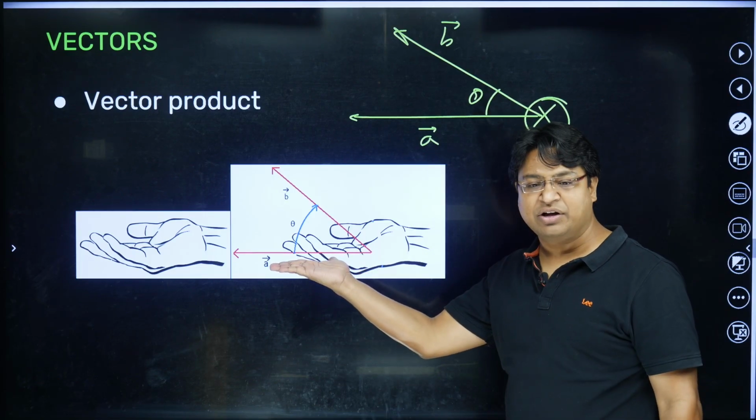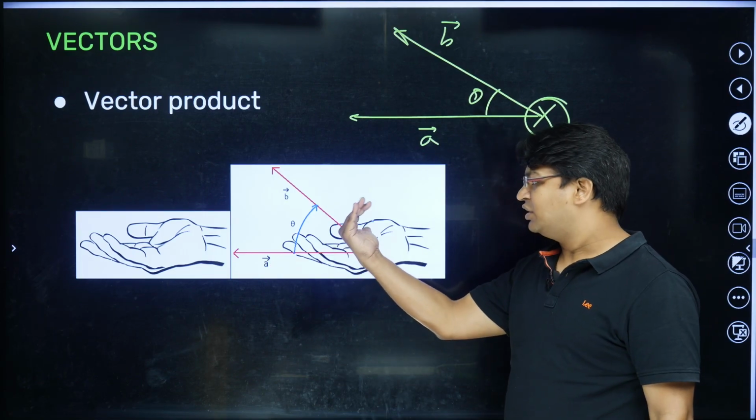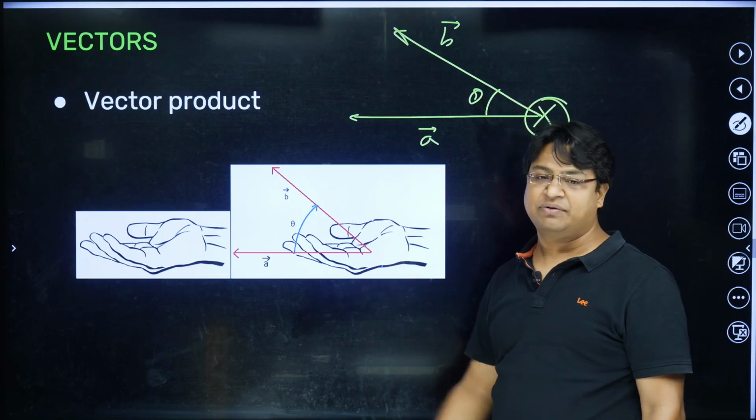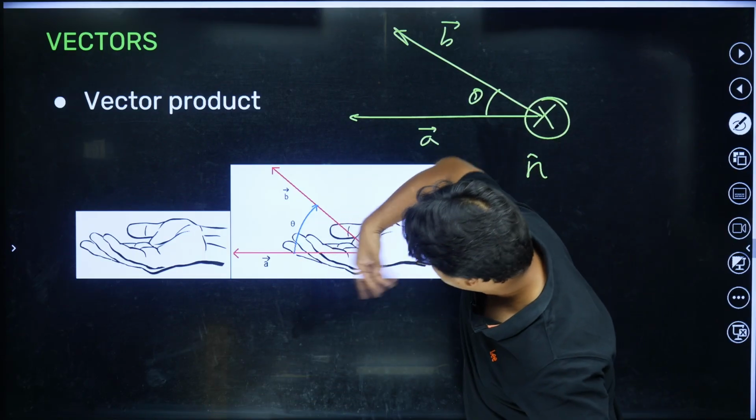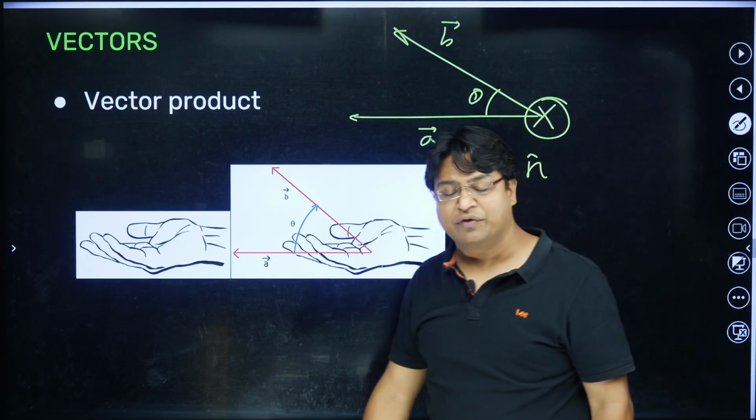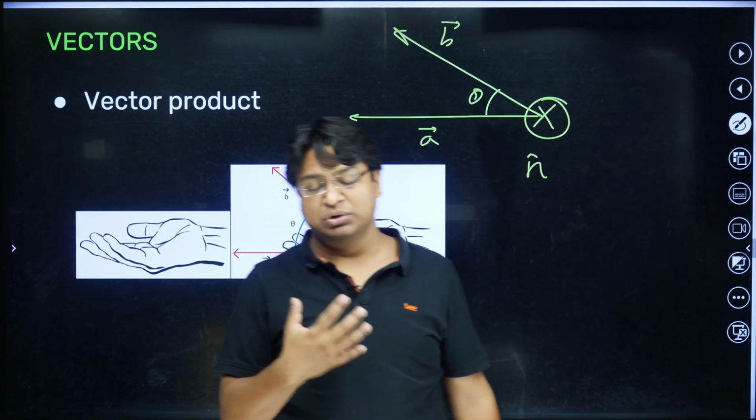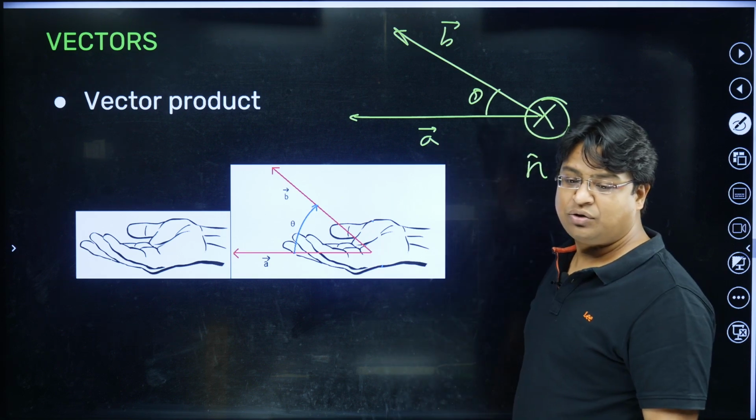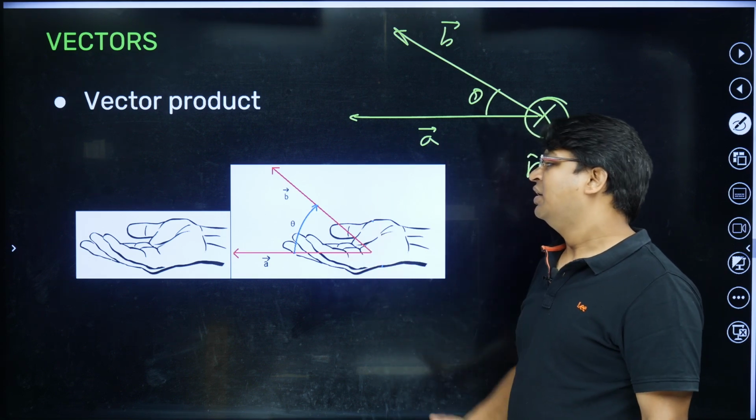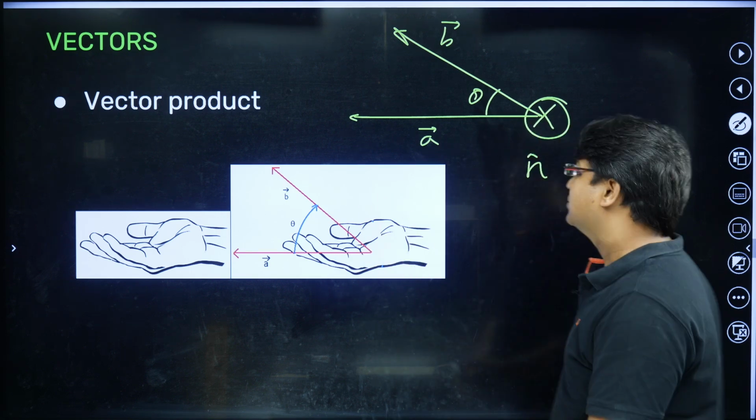You place your hand along vector A and then you turn it towards B through the angle between the vectors. You can say, sir, I can turn towards B like this also, going from the longer route. No, you don't have to go from the longer route. You have to go through the angle between the vectors. The angle between the vectors is always the smaller one. So this would give you the direction of n cap. So that is the definition.